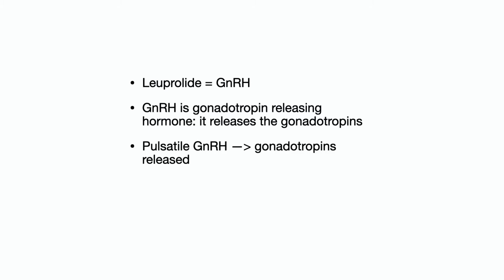And remember that pulsatile GnRH is what causes the gonadotropins to be released. But if you give someone continuous GnRH, it actually suppresses the release of gonadotropins. So when we give our patient a daily shot of leuprolide, it actually suppresses their normal LH and FSH coming from the pituitary gland. This prevents them from having a spontaneous LH surge and losing all of those eggs that we want to collect.